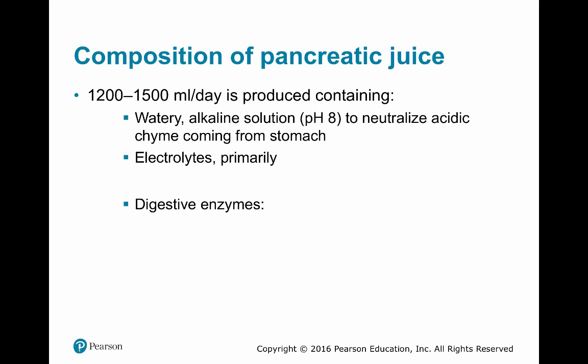And so about 1,200 to 1,500 mils per day of pancreatic juices are produced. It's a watery alkaline solution, about a pH of 8. And essentially, it's there to neutralize the acid chyme coming from the stomach.